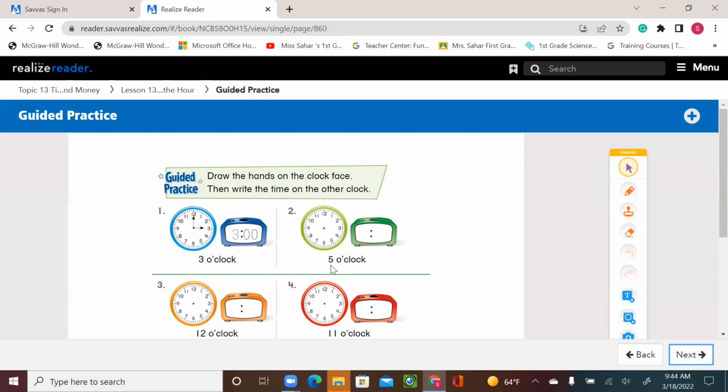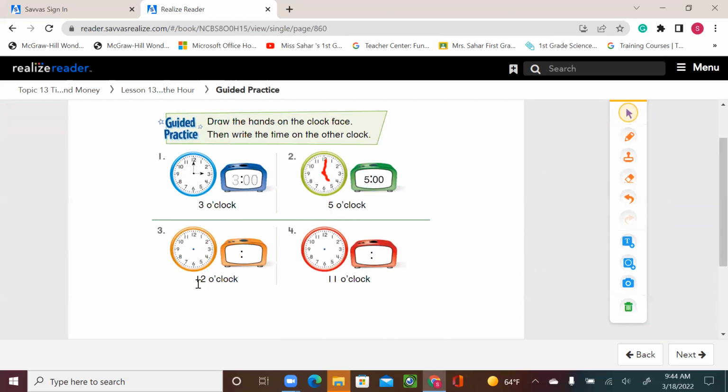Okay, number 2, 5 o'clock. So I need to draw the 2 hands to show 5 o'clock. I'm going to draw the short hand for hours, and then the long hand for 12. Okay, and it's 5 o'clock. Now I'm going to write here 5. And that's how I write it in the digital clock. Okay, let's go for the next exercise.